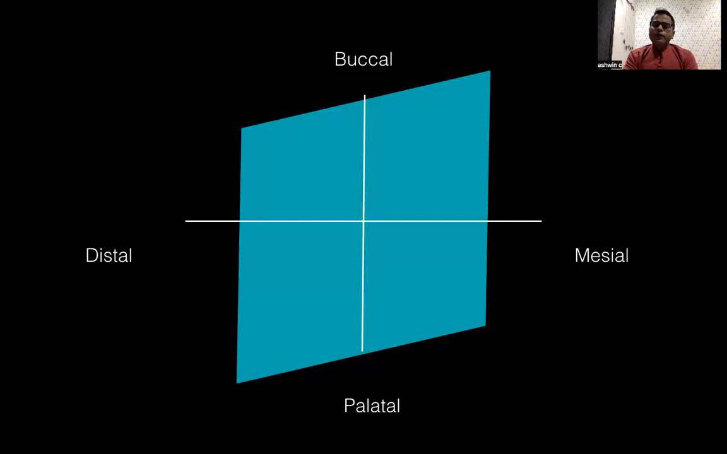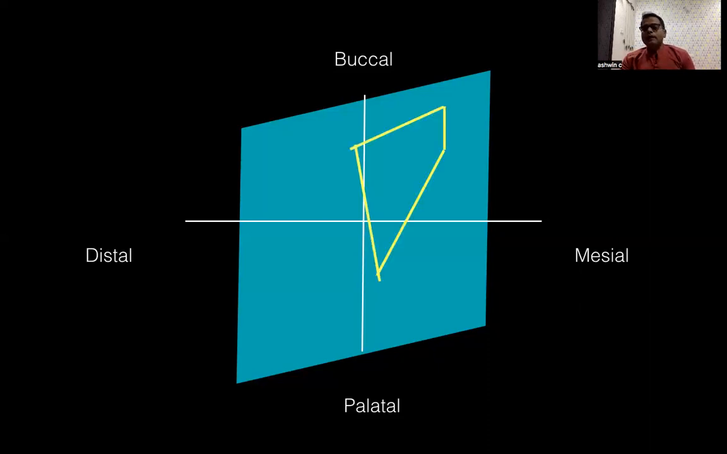Now you divide the rhomboid again into four quadrants: mesiobuccal, distobuccal, mesiopalatal, or mesiolingual, and distopalatal or distolingual. Again, your access mostly lies in the mesiobuccal quadrant.